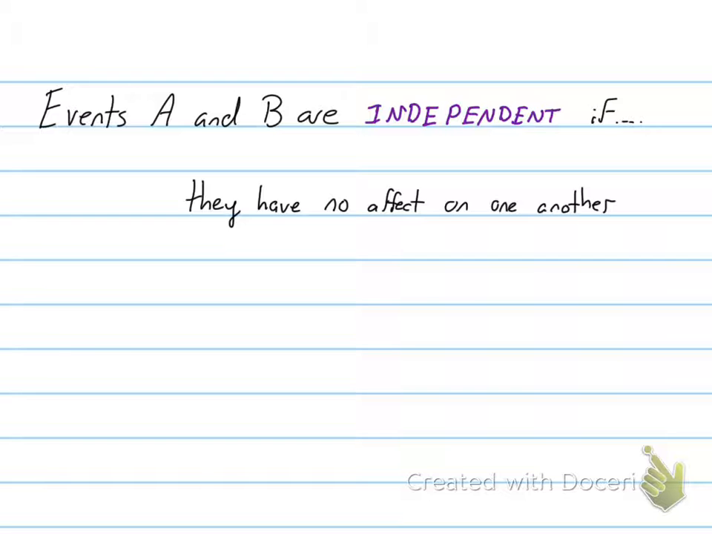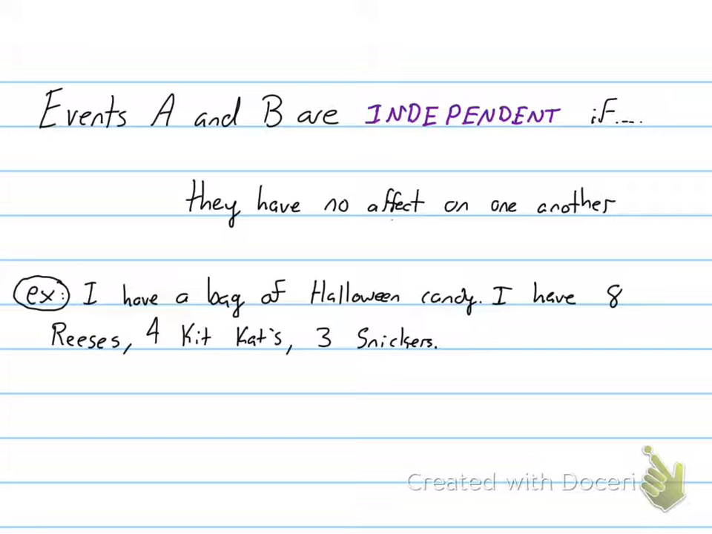So let's look at an example here. I have a bag of Halloween candy. In that bag, I have 8 Reese's, 4 Kit Kats, and 3 Snickers. In event A, I'm going to draw a Kit Kat from the bag. So to find the probability of event A, I see there's 4 Kit Kats out of everything in my bag, which is 8 plus 4 plus 3, which is 15.